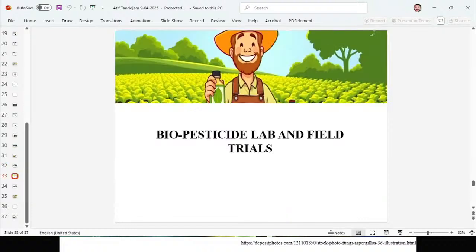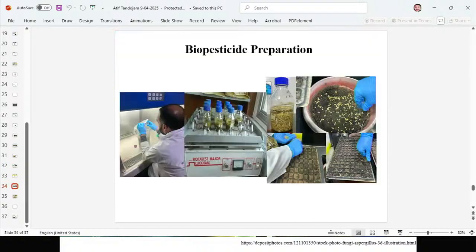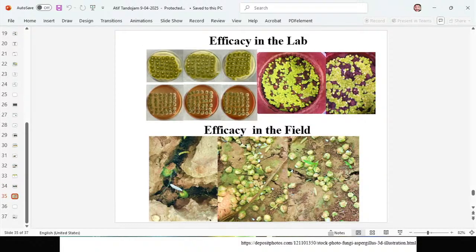Next, please. This is biopesticide preparation. We do it in the lab and then we apply it in the field. Next, please. You need to see efficacy in the lab, that there is no bacterial contamination. And then the last is efficacy in the field: it needs to sporulate in the field, because when you apply it as a biopesticide, if it sporulates, the proportion of the atoxigenic strain will be more in the field, and it will outcompete the toxigenic strains.